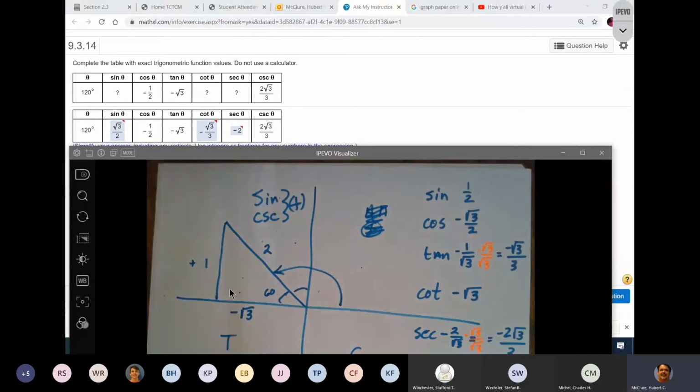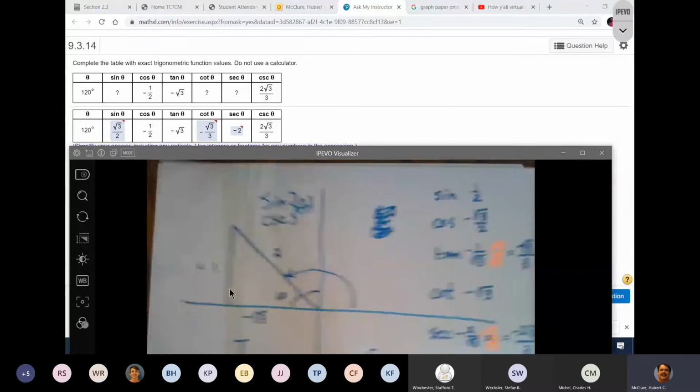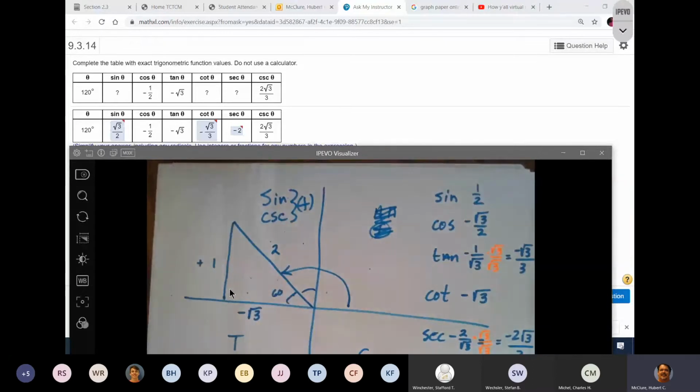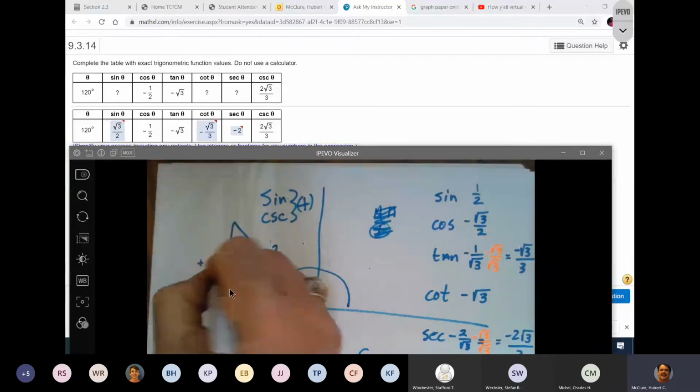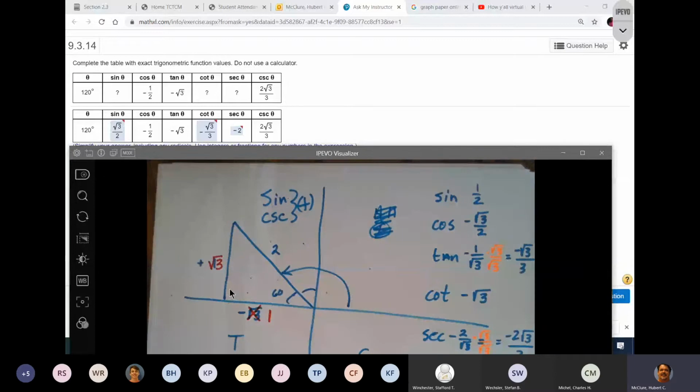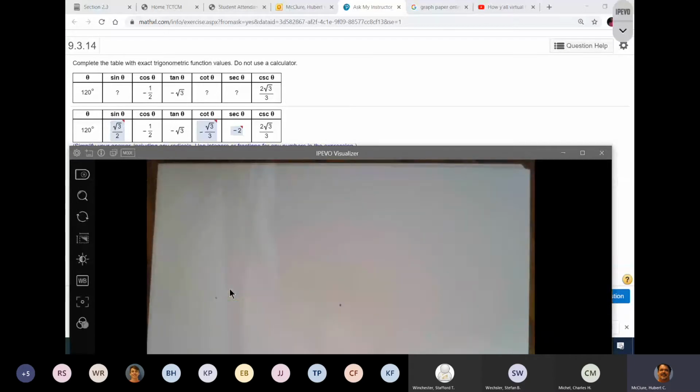My bad. That's why you need to draw it. If I'd drawn it the way it's supposed to be drawn, with this being small and this being long, I wouldn't have done that. So I made a mistake there. I'm sorry. What needs to be done is this needs to be negative 1, and this needs to be square root of 3. My mistake. Okay, I'm gonna move on. As long as I know what I did, I'm not worried about it. Okay, next.